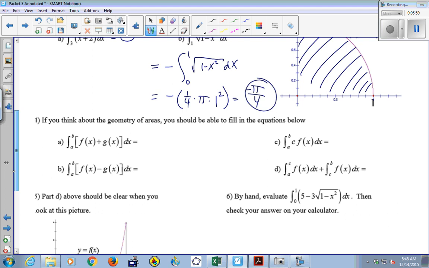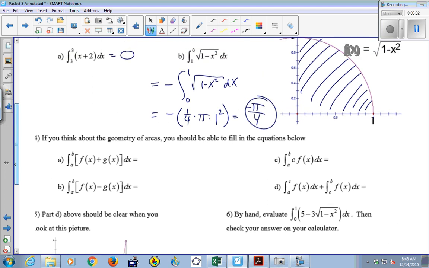All right, so let's think about a couple more theorems here. If you think about the geometry of areas, these should be fill-inable. If you add two functions together, that means you're just adding their y values. So if I want to add them together and then take the integral, which means take the area under the big sum, you can just take the area under each one and add them together separately. So this could be the integral from a to b of f of x dx plus the integral from a to b of g of x dx. Same for subtraction.